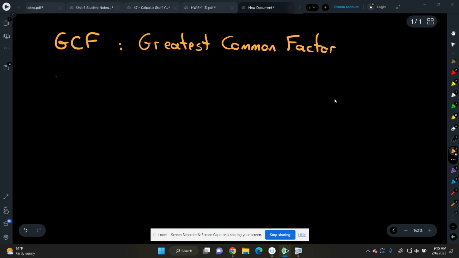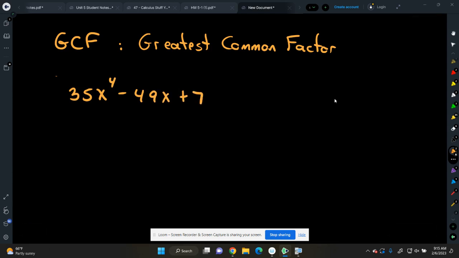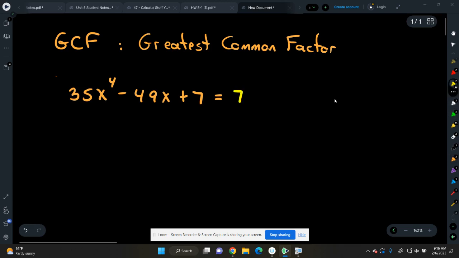Okay. So let's look at a couple examples. Let's look at 35x to the fourth minus 49x plus 7. When we factor, we always start with this process. This is the first thing that we will always do. And we're looking for the largest number that goes into all three of those. 7, right? 7 is the largest number that goes into all three of those. So we're going to factor a 7 out.